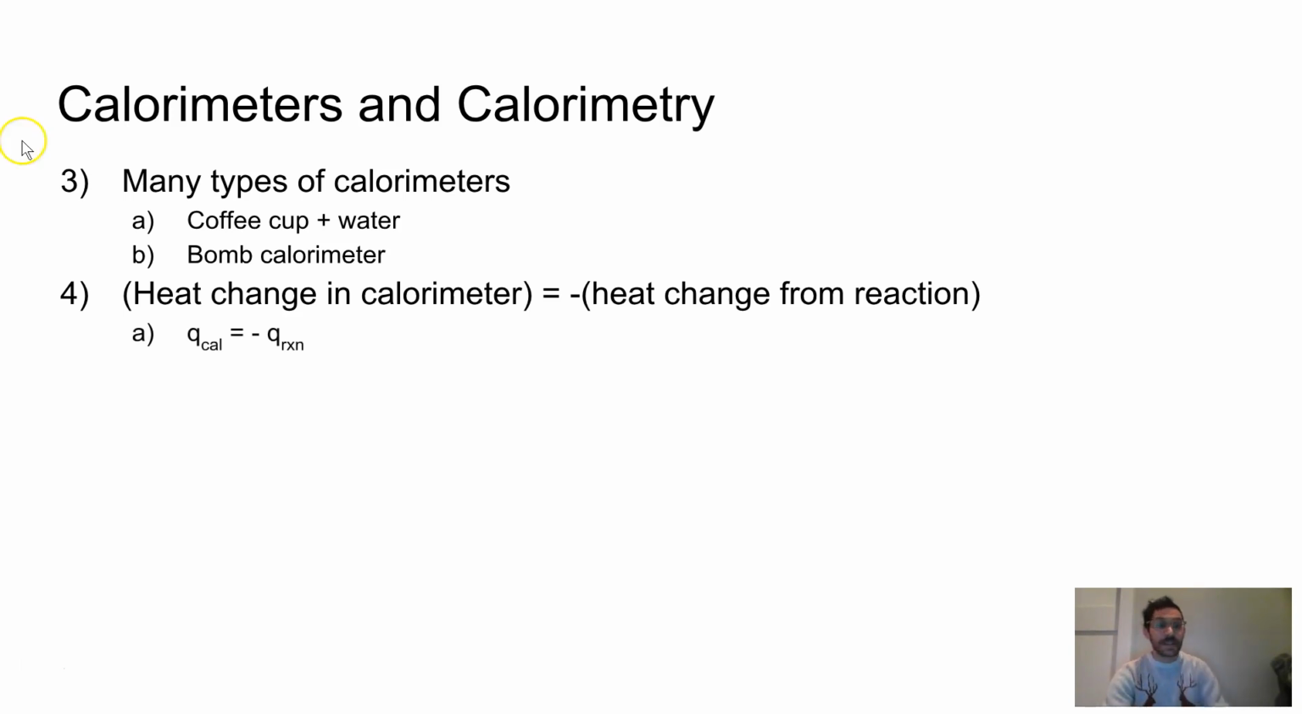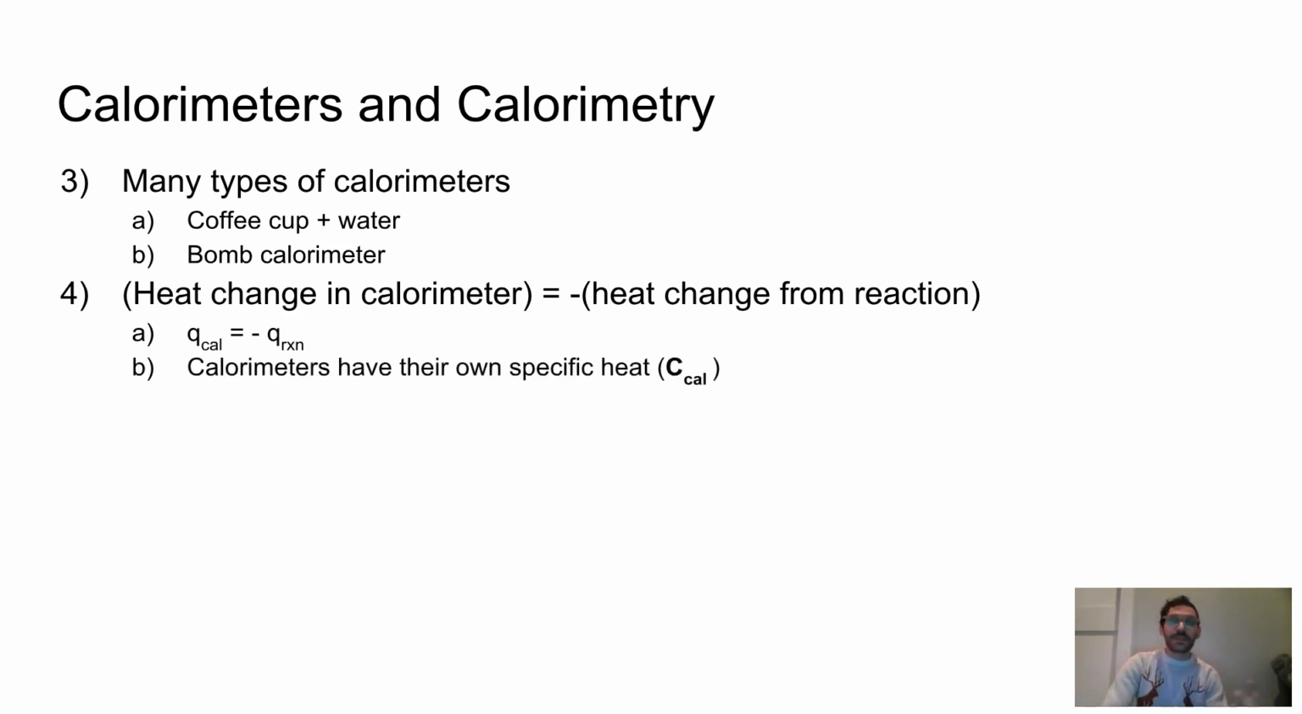And so we can simplify this into an equation where Q for our calorimeter, the heat exchange in our calorimeter, is going to be the opposite of the heat exchange for the reaction itself. Calorimeters typically have their own specific heat, which is nice to know. We're going to refer to that as C-cal, the specific heat of the calorimeter.